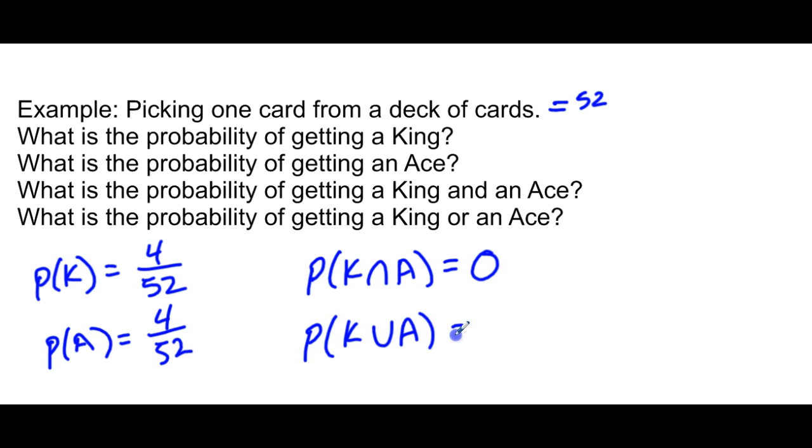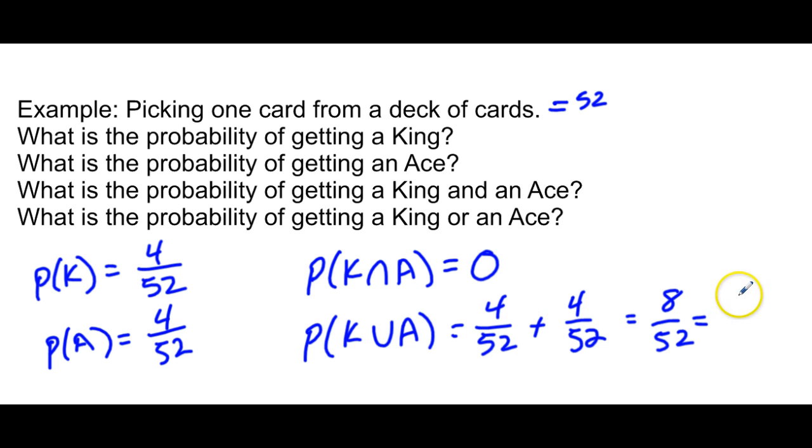The probability of getting a king or an ace depends on the probability of a king, right? Because they're mutually exclusive, it's 4 out of 52, plus the probability of an ace, which is 4 out of 52. Since we're adding these two, that's going to be 8 out of 52. And we can reduce that to 2 out of 13.